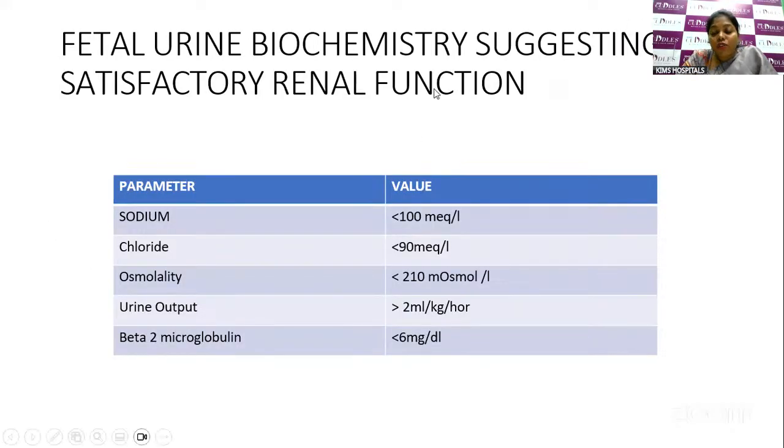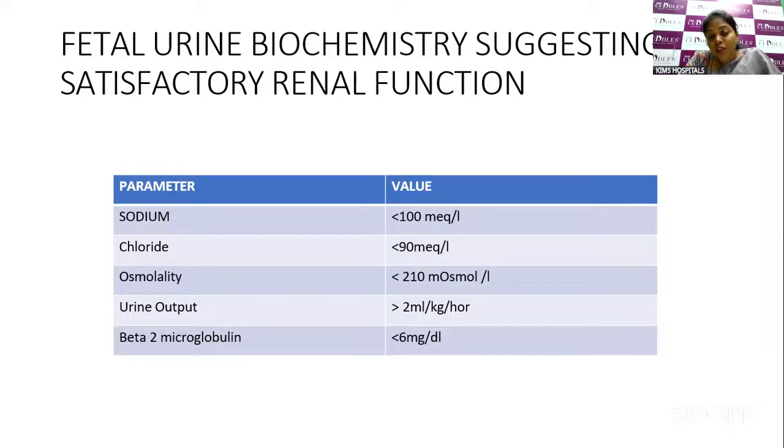Usually we look at the fetal urinary biochemistry levels, which give us satisfactory indicators. The sodium should be less than 100 mEq, chloride less than 90 mEq, osmolality less than 210 milliosmoles, urine output more than 2 ml per kg per hour, and beta 2 microglobulin less than 6 milligram per deciliter. This tells us that the kidneys are functioning well.